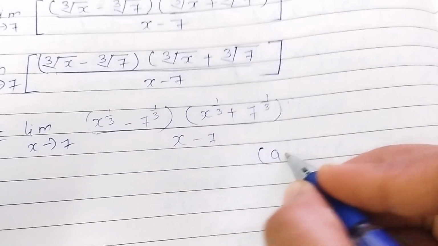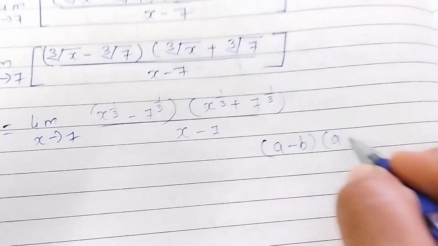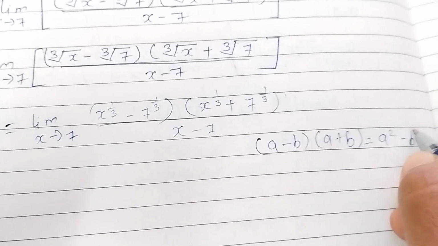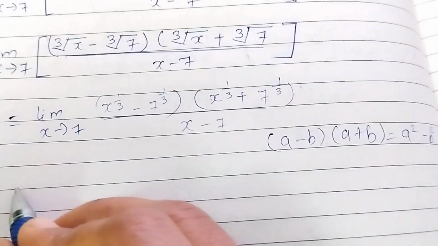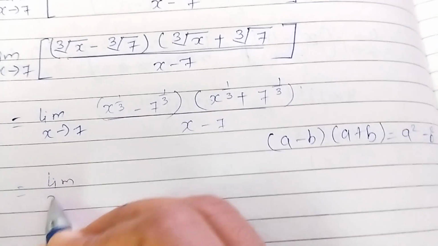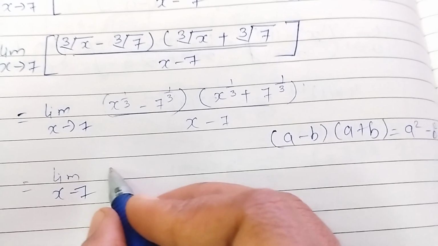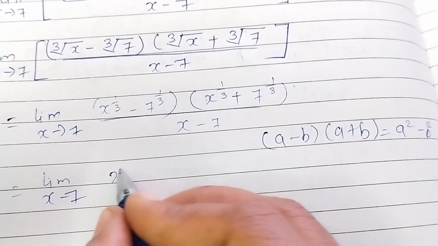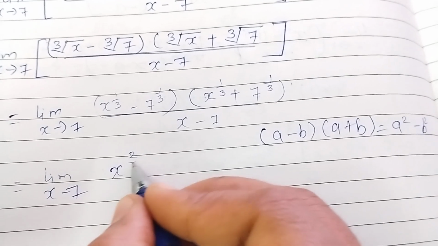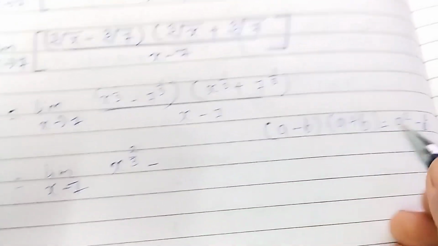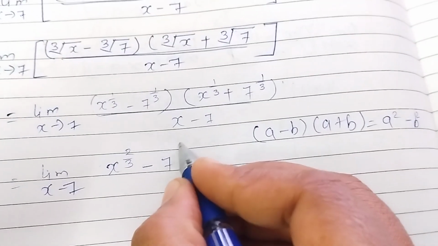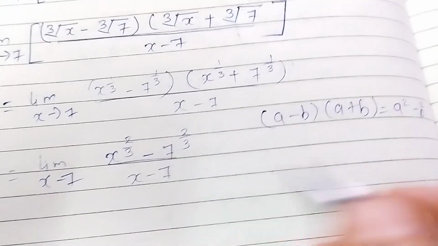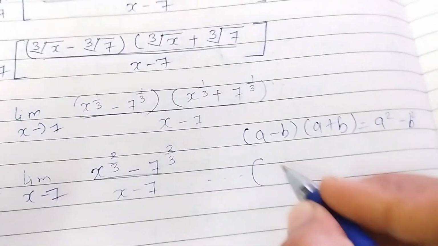आपने ये फॉर्मूले देखे होंगे, a माइनस b एंड a प्लस b. What is the formula? So a square minus b square. तो ये फॉर्मूला अप्लाई करेंगे हम. लिमिट x टेंड्स टू 7 एंड नाउ a raised to 2, a raised to 2 it means x raised to 2 upon 3, then minus b, 7 raised to 2 upon 3, then upon x minus 7. सो सेकेंड वन फॉर्मूला अप्लाई करेंगे.